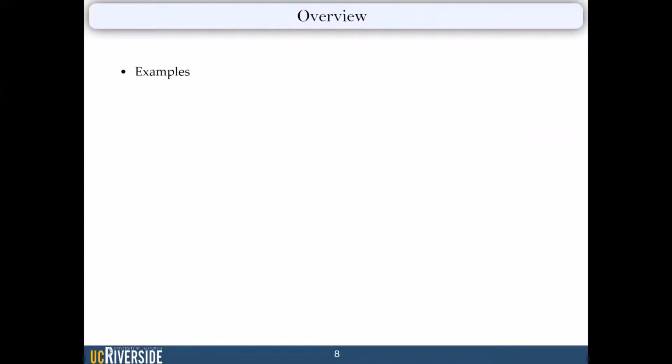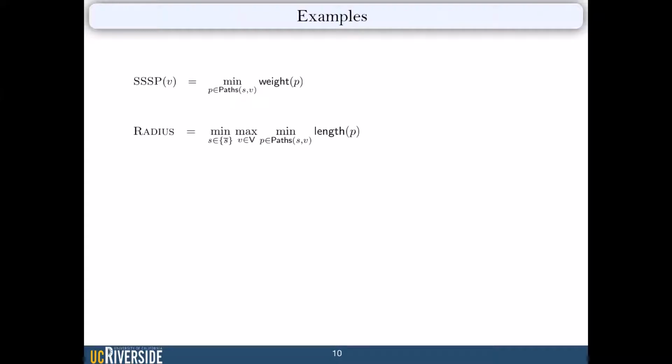Let's go over examples written using the Grafs declarative language. Take a look at the specification of single source shortest path rooted at S. The value of vertex V is defined as the minimum weight of all the paths that start from S and end in V. Another example is the radius. The radius of a graph is defined as the minimum eccentricity over all the vertices, where eccentricity is the maximum distance of a vertex to others.